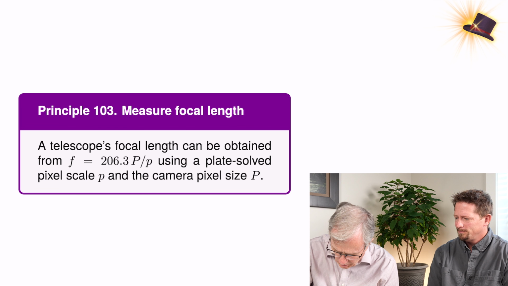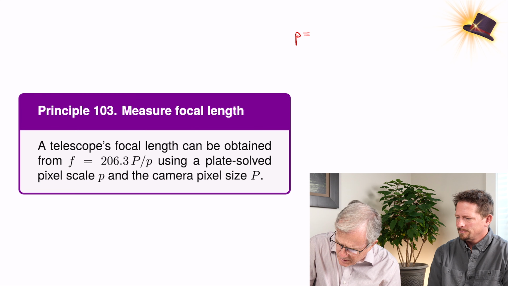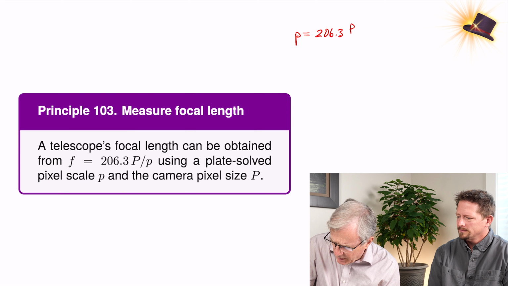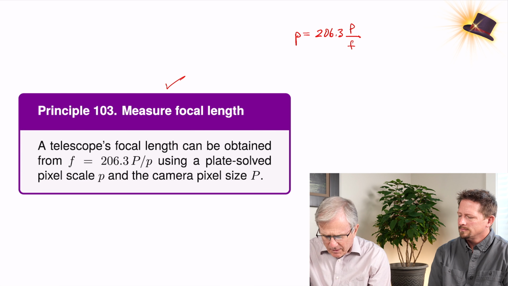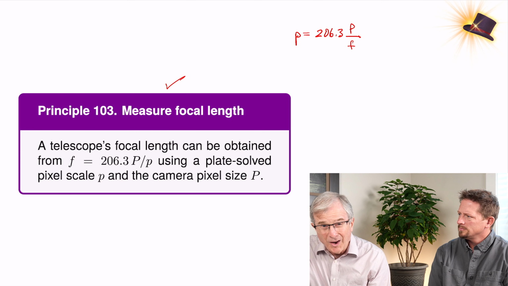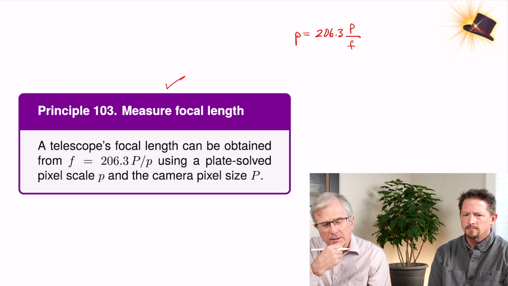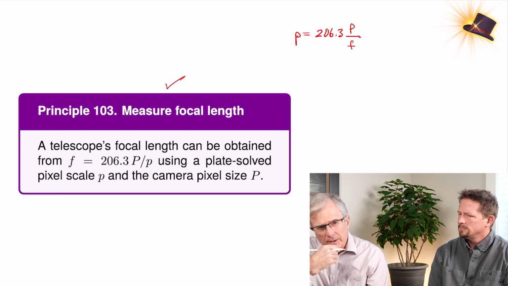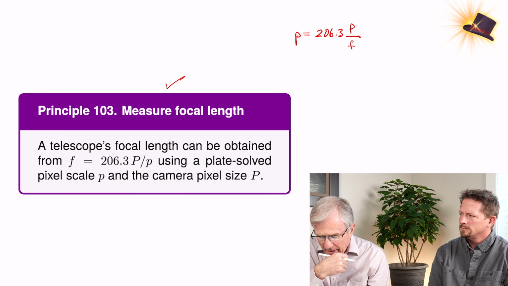Okay, so all we're doing is rearranging this equation. The pixel scale, little p, equals 206.3 times the pixel size, big P, over f. This is an idea that was introduced to me by Michael Collins in a Cloudy Nights post, and there's a reference to that discussion in our book. But Michael posted about being able to determine the focal length from the pixel scale that you plate solved.